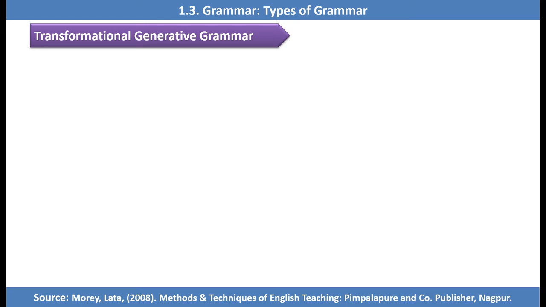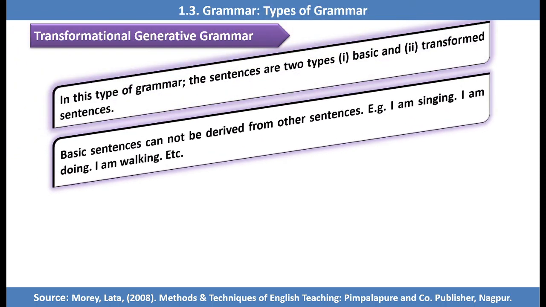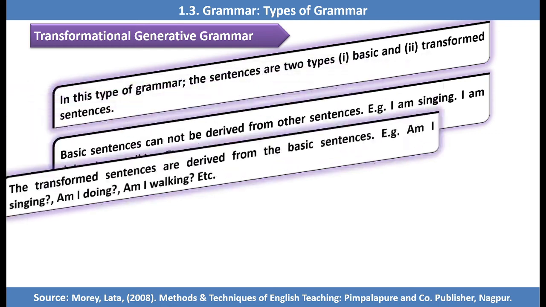Okay, let's see transformational generative grammar. This is the last one and a very important one. In this type of grammar, sentences are of two types. The first is the basic sentence, and the second is the transform sentence. Basic sentences cannot be derived from other sentences. For example, I am singing, this is a basic sentence. I am doing, another basic sentence. I am walking, another basic sentence. These sentences are not derived from any other sentences. That's why they are called basic sentences.